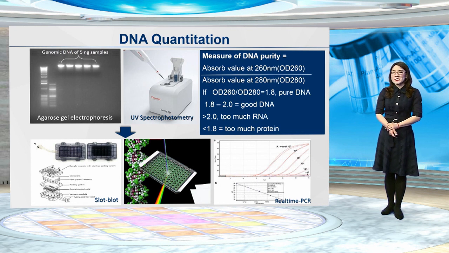Unfortunately, these approaches are not very sensitive. In addition, absorptance measurements are not specific for DNA, and contaminating proteins or phenol left over from the extraction procedure can give a falsely high signal. To overcome this problem, several methods have been developed for DNA quantification purposes. These include the slot blot procedure and the fluorescent-based microtiter plate assay, as well as the so-called real-time or quantitative PCR process.